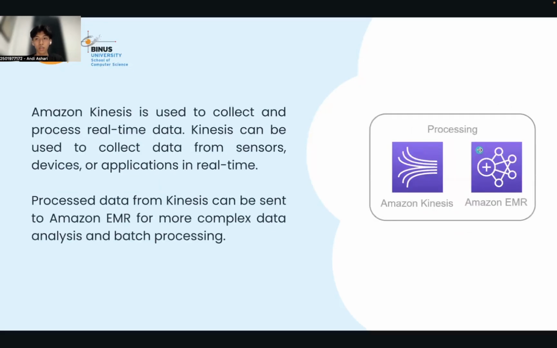And then next we come to the processing stage. We use Amazon Kinesis and Amazon EMR. Amazon Kinesis is used to collect and process real-time data, and it can also be used to collect data from sensors, devices, or applications in real time. And then we use EMR. The data processed from Kinesis can be sent to EMR for more complex data analysis and batch processing.